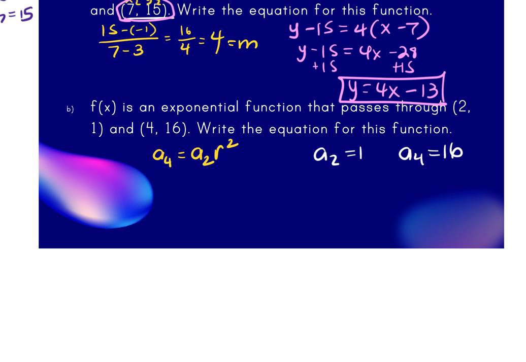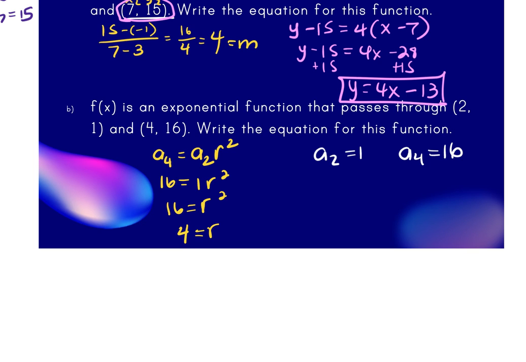Now plug in what you know. A4 is what? 16. A2 is 1, R squared, so R squared equals 16. And R would technically equal plus or minus 4, right? But because we're talking about an exponential rate, we keep the positive, which is 4. With me so far?